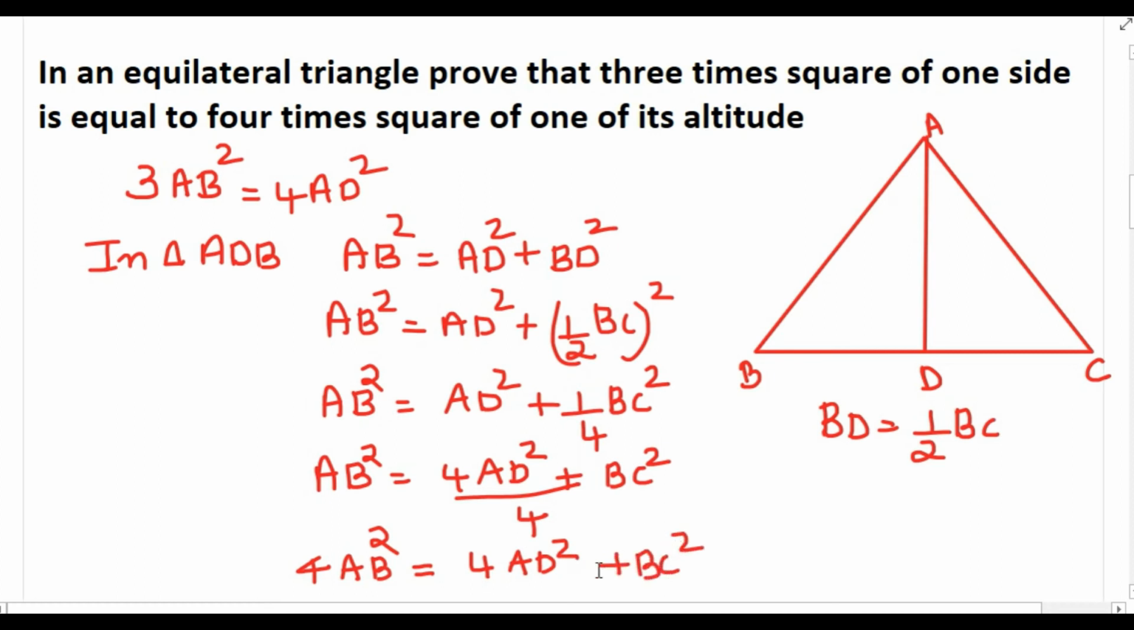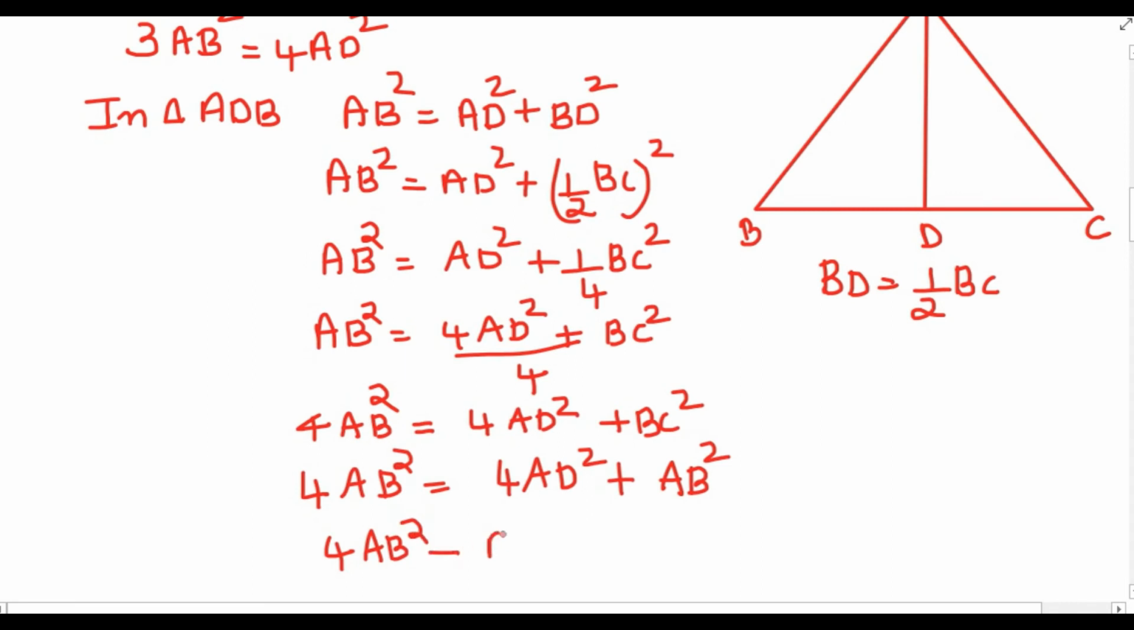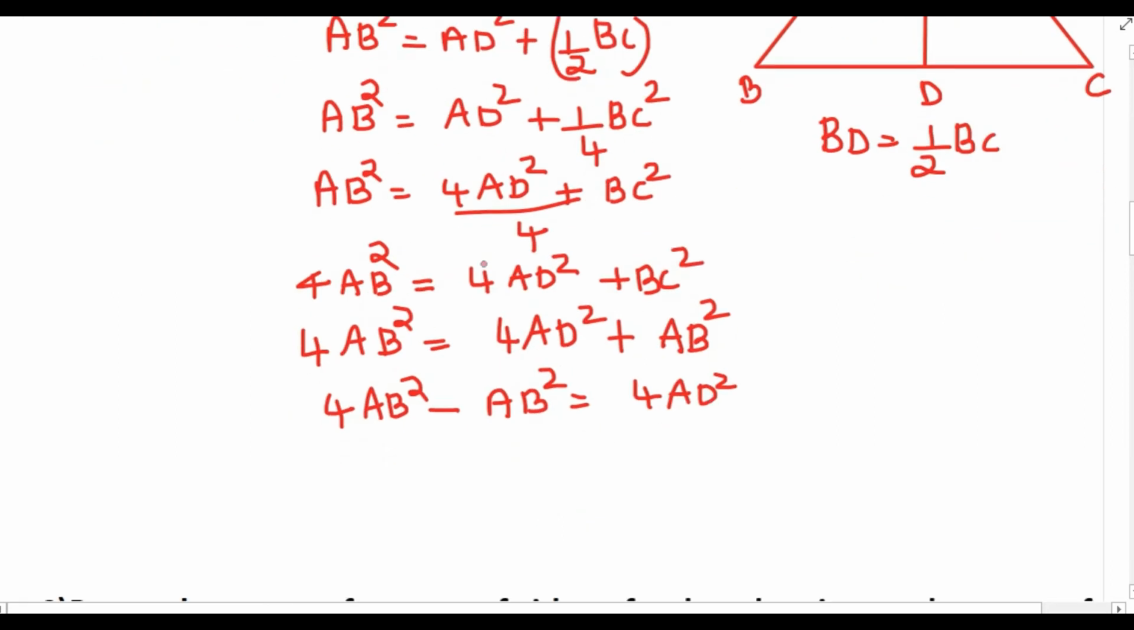Again, in an equilateral triangle, all the sides are equal. So in the question, I don't have BC. So I can replace this BC by AB. So 4AB square minus AB square is equal to 4AD square. 4AB square minus AB square is 3AB square is equal to 4AD square. So this is what we need to prove. 4AD square is equal to 3AB square.